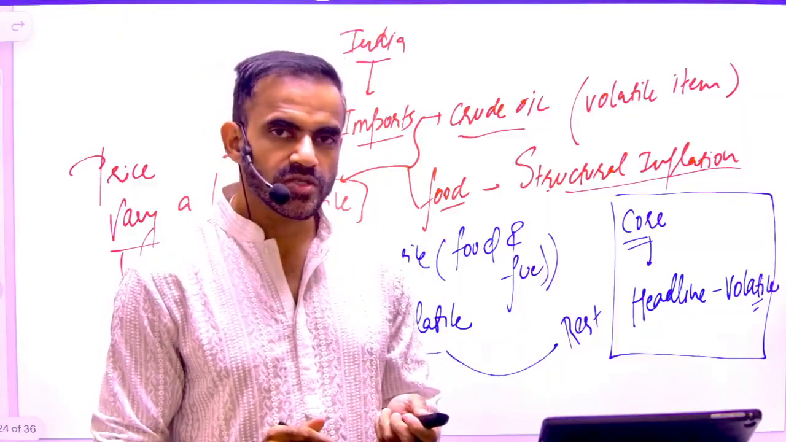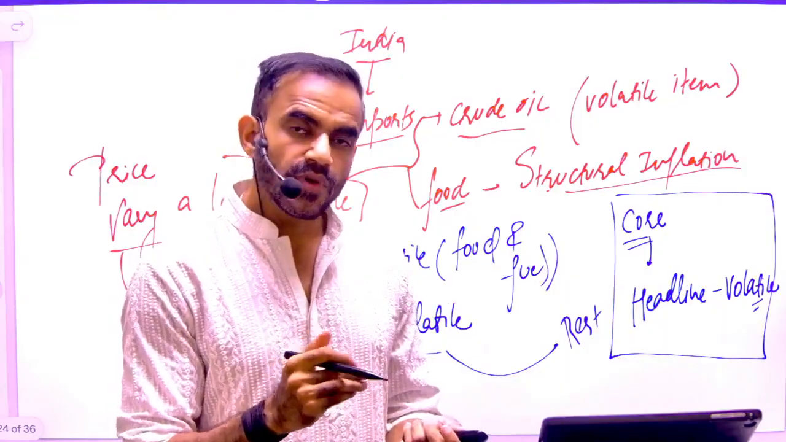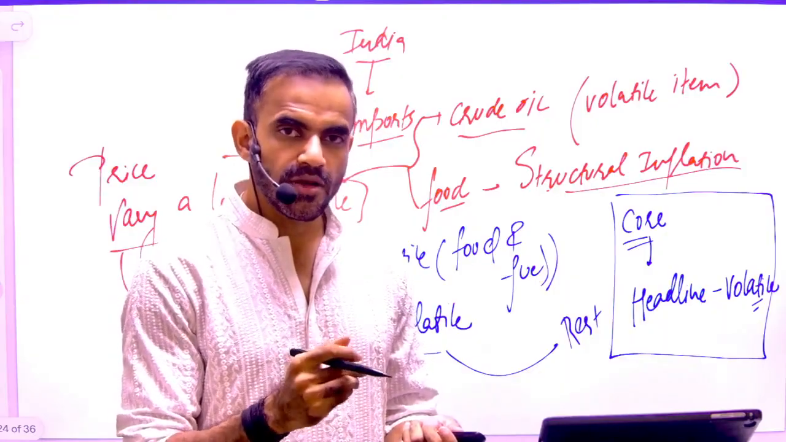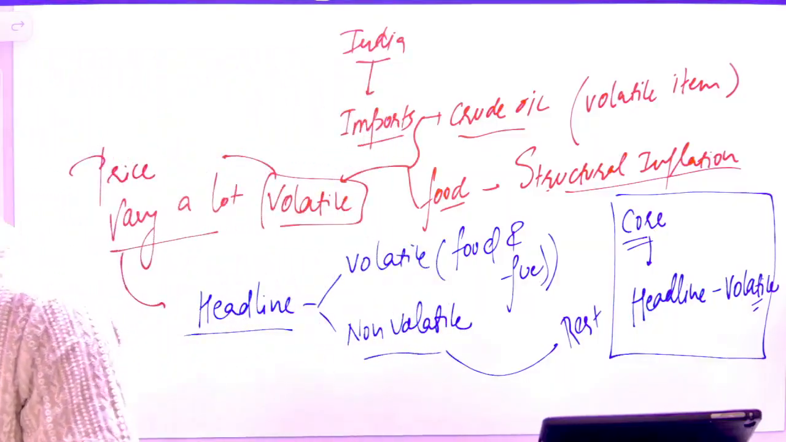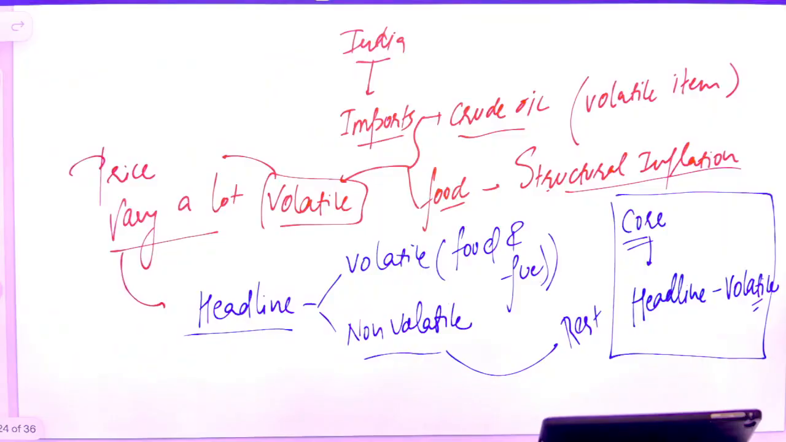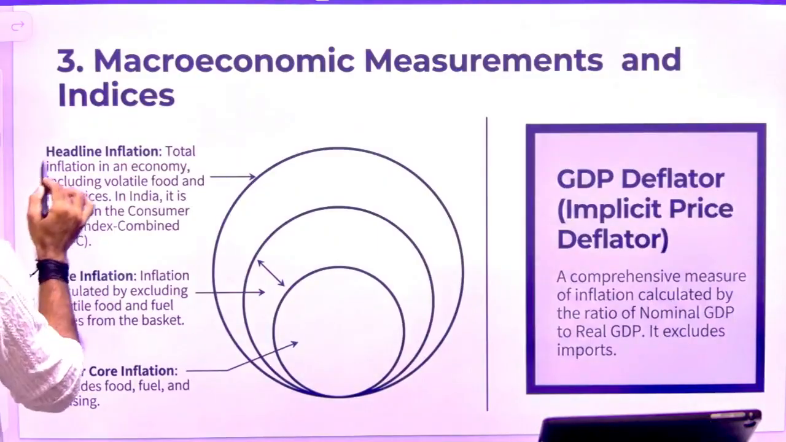Why is food not covered? Because of the structural issue, inflation is there. Why is fuel not covered? Because it is an imported item. We don't have that much control over the price. So just to understand the inflation pattern, we follow headline as well as core inflation. Okay, now let's read this. Headline inflation.